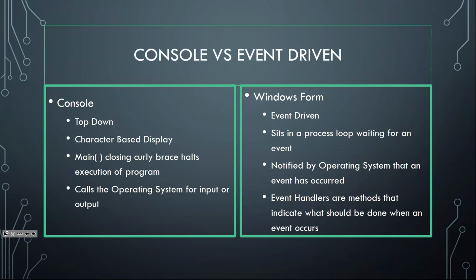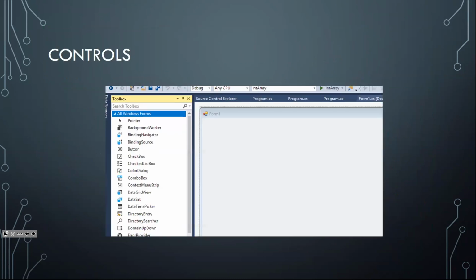On a Windows form, instead of being top-down, we're event-driven. That means our code can be a little more scattered. We have to be more aware of where it is and where it belongs. Our Windows form is sitting in a process loop, waiting for an event. It gets notified by the operating system that an event occurred. So either way, we're still interfering with the operating system, right? And then those event handlers are just special methods that indicate what should be done when an event occurs. We saw that we had all of these different controls in our toolbox that we could use and how we could add them to our form.